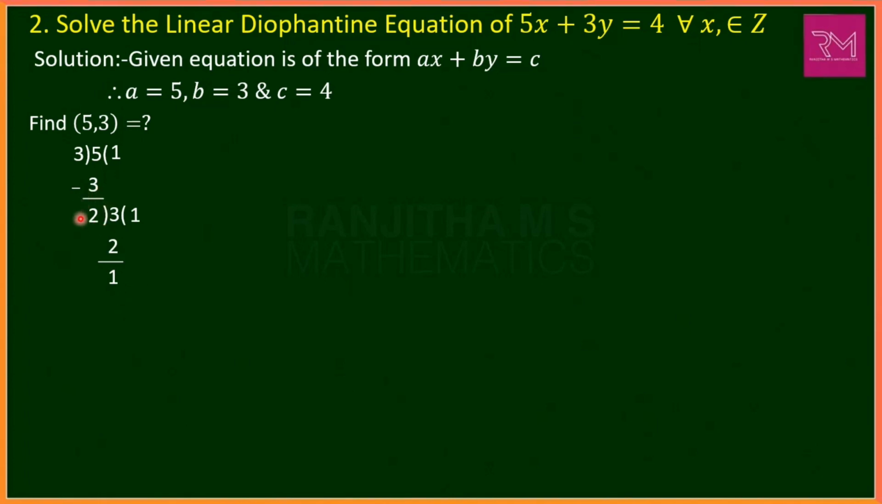Next step, we have to divide this divisor by 1. So take it like this. We have to divide 2 by 1. We know that 1 into 2 is 2. Here 2 minus 2 is 0. Therefore, we have to stop the division method here.